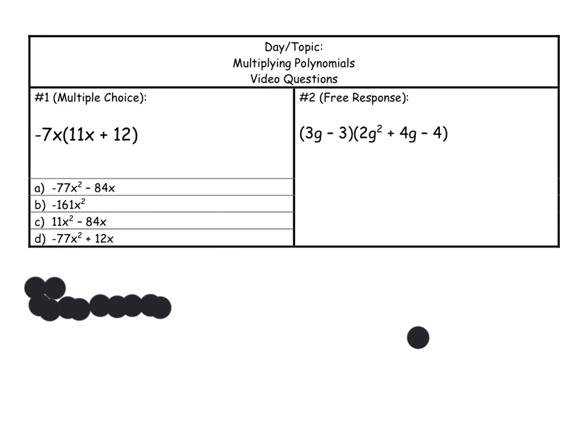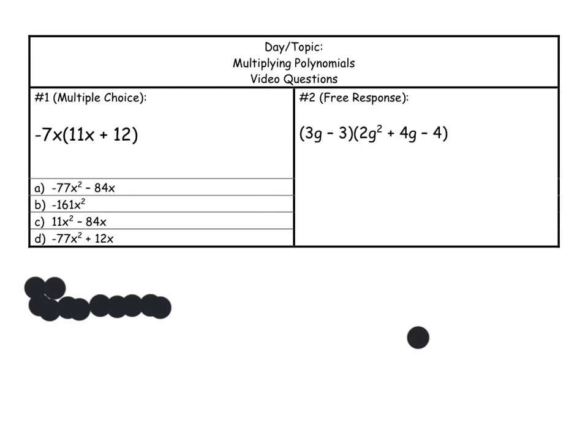Okay, now it's your turn to answer video question number 1. In number 1, multiply negative 7x times the quantity 11x plus 12. And there's only one term here, so again, you are just distributing. And then choose your best answer choice. And in number 2, you have a binomial, first degree binomial, and a second degree trinomial. You need to multiply these two.